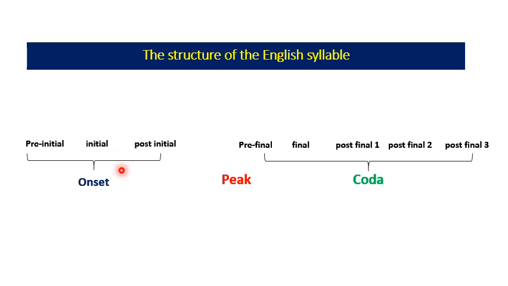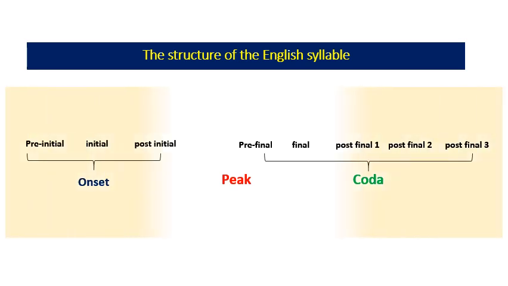So in this lecture we are going to explain in detail what the onset is and what the peak and coda are as well, and the components of each part and position. So these three parts will create what we call the syllable in the English language. However, just for your general information, this is the general plan of the structure of the English syllable. We are going to work on different words which have different structures.